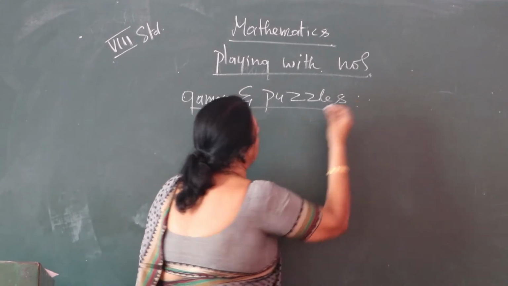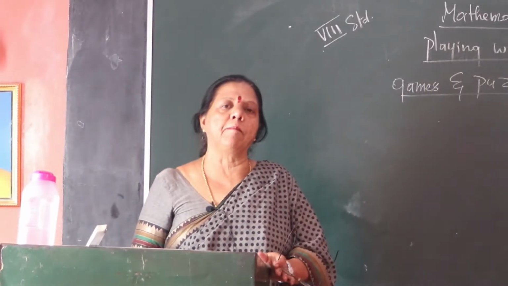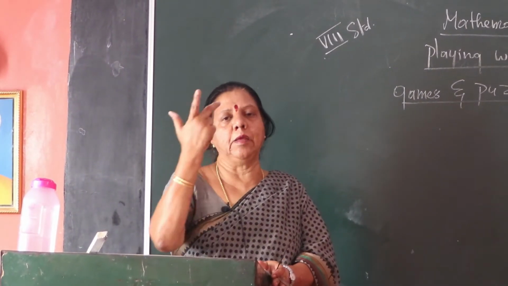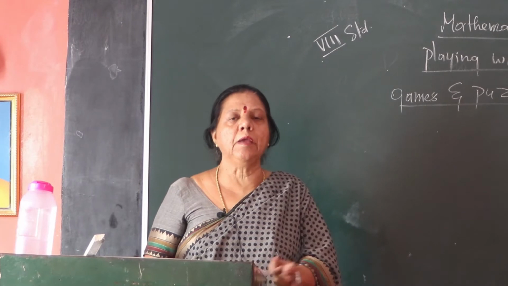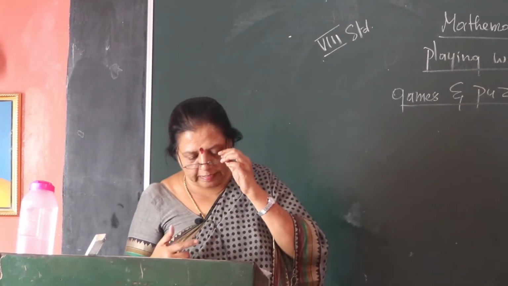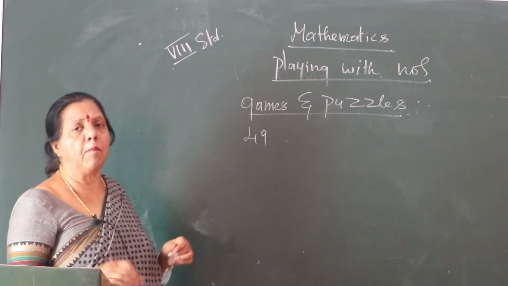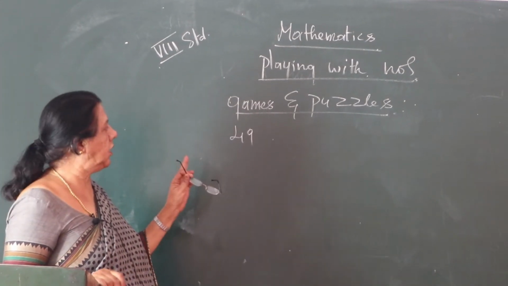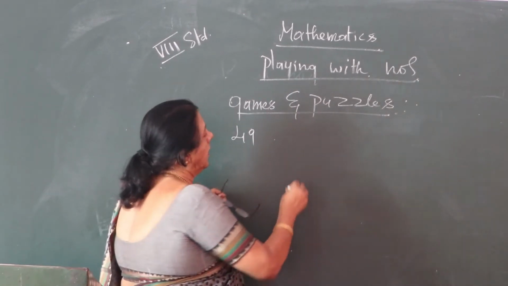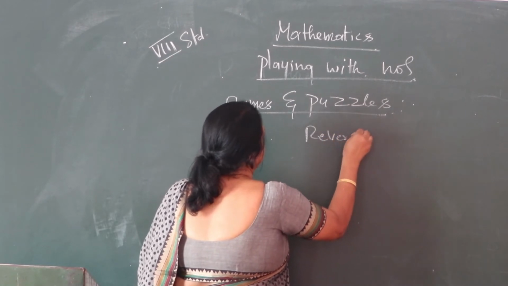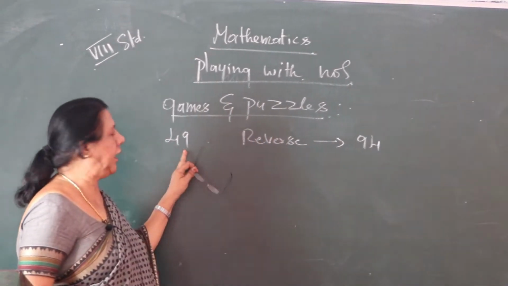If you buy the textbook, you can do the sums. Here, the first one, just see. Suppose you ask your friend, take any number, memorize any number, and tell me, I will do something. Suppose your friend says the number 49. Make it reverse. This is a puzzle, nothing else. The reverse of this number is 94.